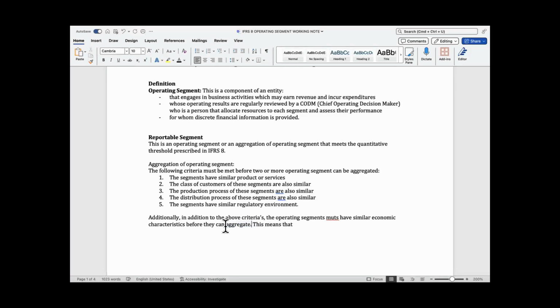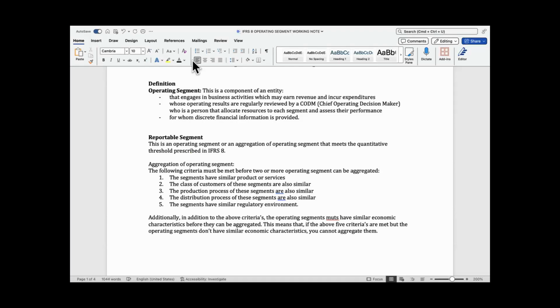This means that if the above 5 criteria are met, but the operating segments don't have similar economic characteristics, you cannot aggregate them.